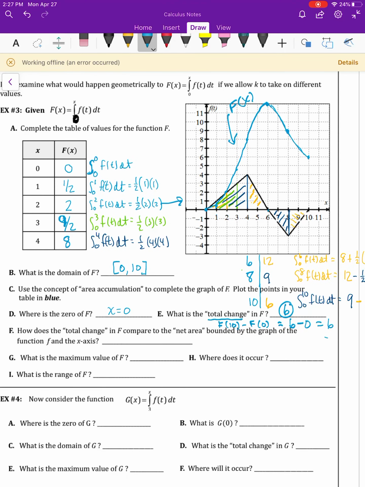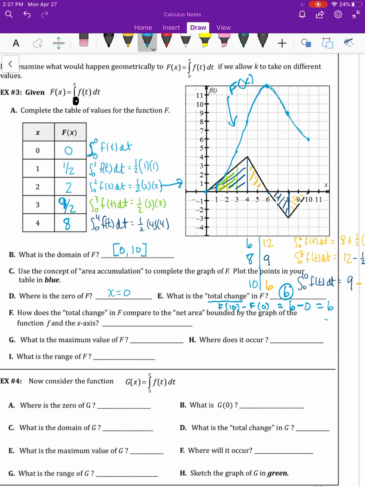And then how does the total change in F compare to the net area bounded by the graph of the function f and the x-axis? So it ends up that they are the same, because if I got all the way to 10 here and looked at what my 0 to 10 was, it was 6, and my net change in capital F was 6. So I'm going to say they are the same.